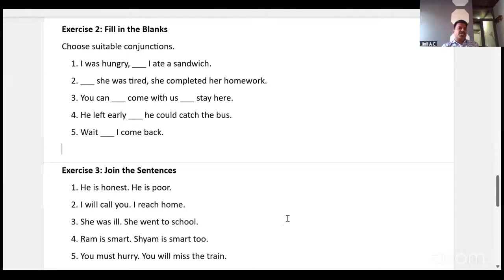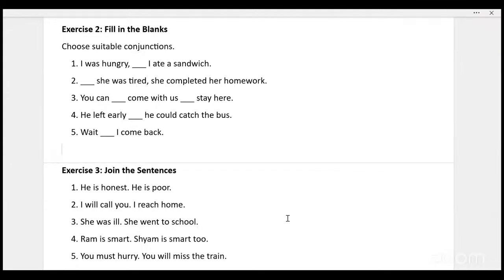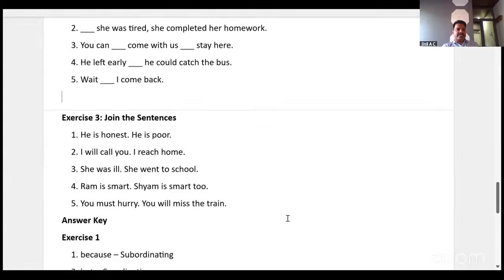Wait, dash, I come back. Who can tell me the answer? Wait until I come back. Yes, these are all subordinate. Now you have to join these sentences.